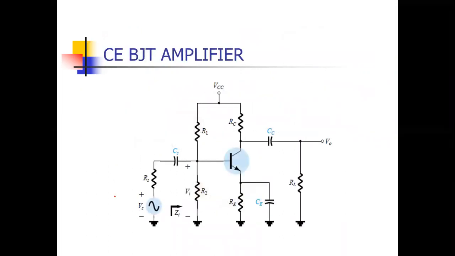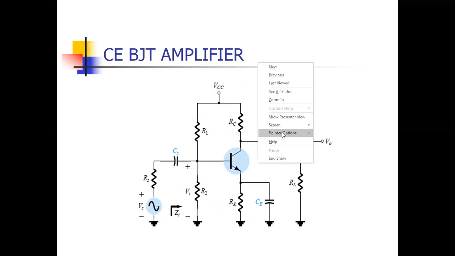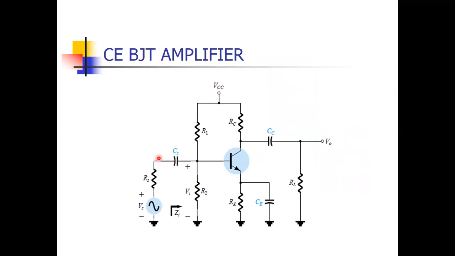Now see, this is the BJT amplifier circuit, with collector, base, and emitter. If you check, this is your input coupling capacitance, this is your output coupling capacitance, this is your bypass capacitor. Again listen carefully: input coupling capacitance, output coupling capacitor, bypass capacitor.